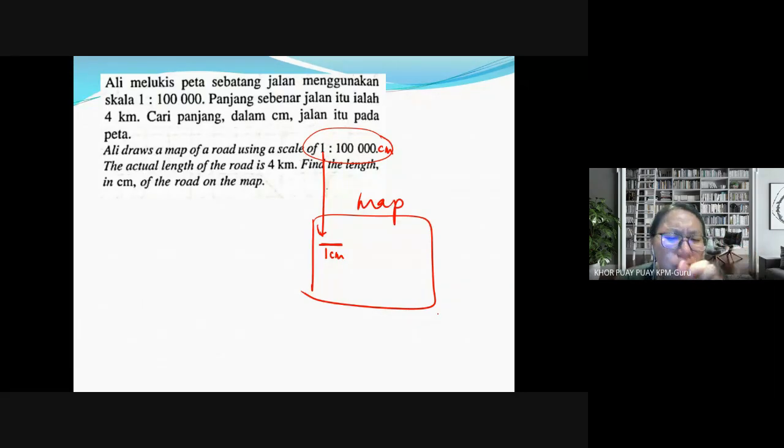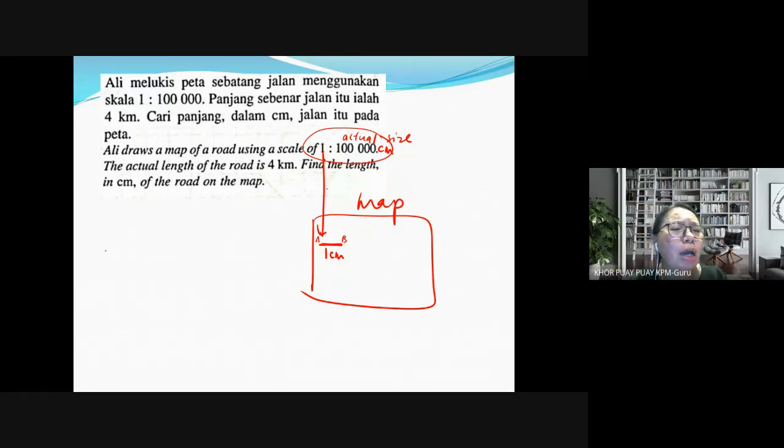If I see this is a highway, highway A to B for example, I measure that highway as 1 cm, but it's on the map. If the map says 1 cm, what does it mean? It means the actual size, size sebenar, not on the map, is 100,000 cm. Macam mana nak bayang 100,000 cm ni berapa panjang? How long is 100,000 cm?